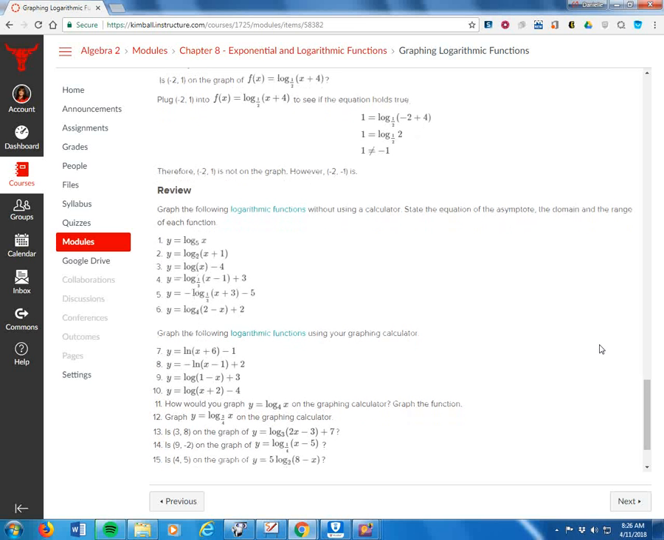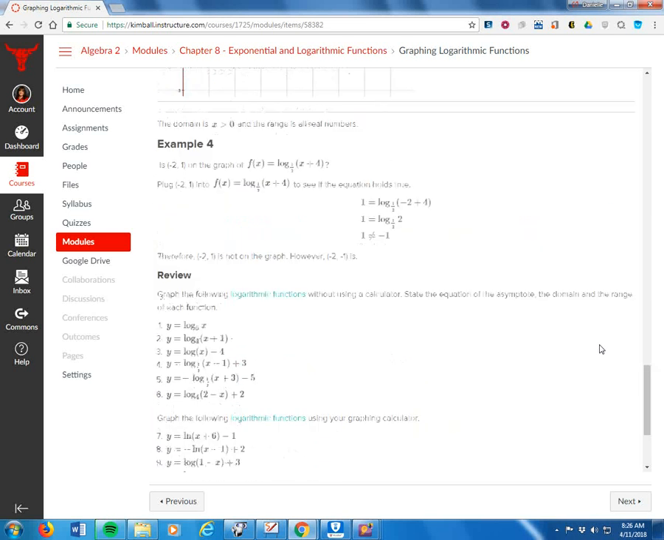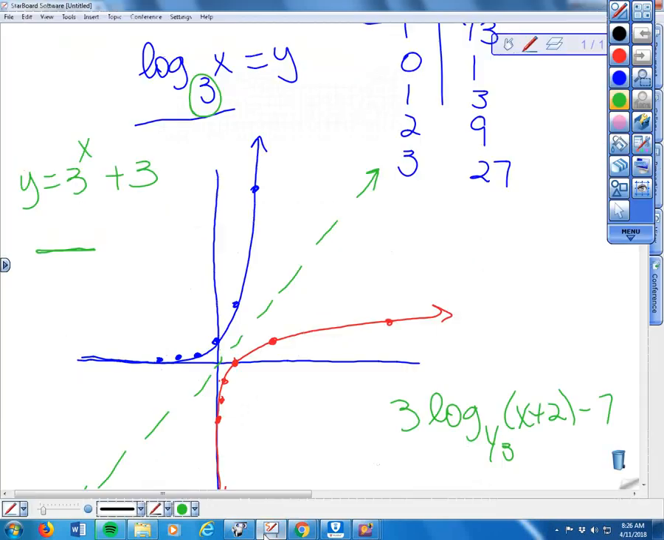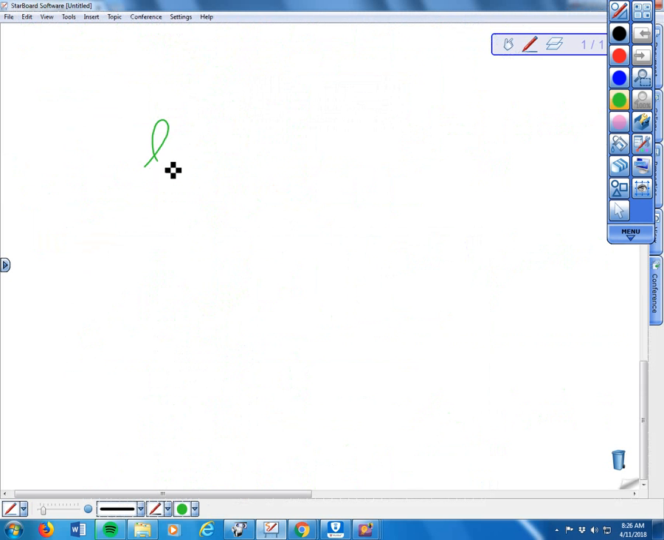Anything else here? This one, example 4, is an interesting one. They wanted to know if negative 2, 1 is on this graph. If you plug negative 2, 1 into the function, you actually get 1 does not equal negative 1. That's a way to prove that it's not on the graph. Can you take a log of a negative number?